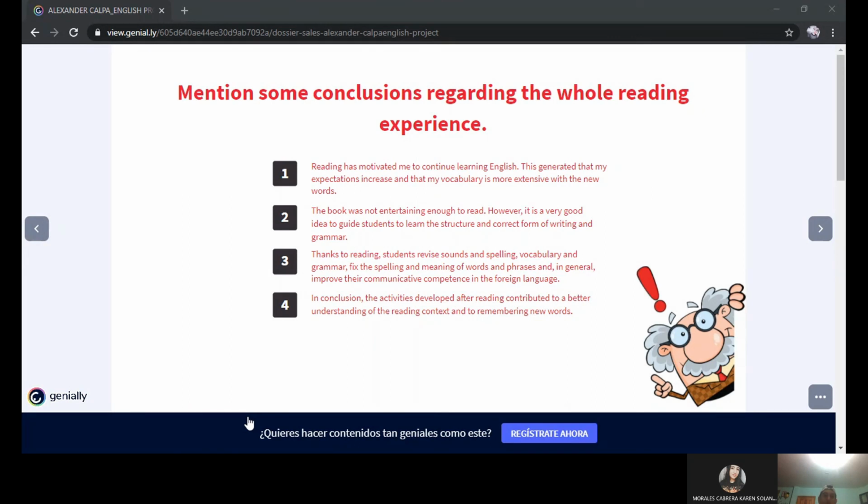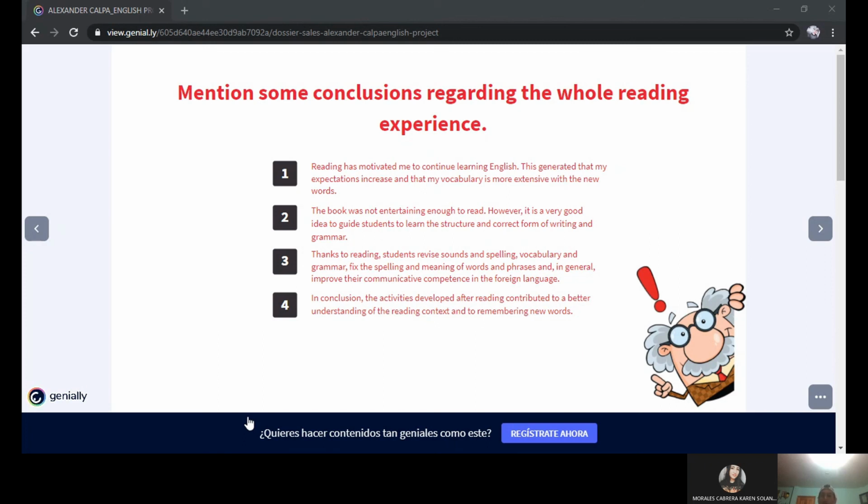Three, thanks to reading, students revise sound, spelling, vocabulary, and grammar, fix the spelling and meaning of the words in the process, and in general improve communicative competence in the foreign language.